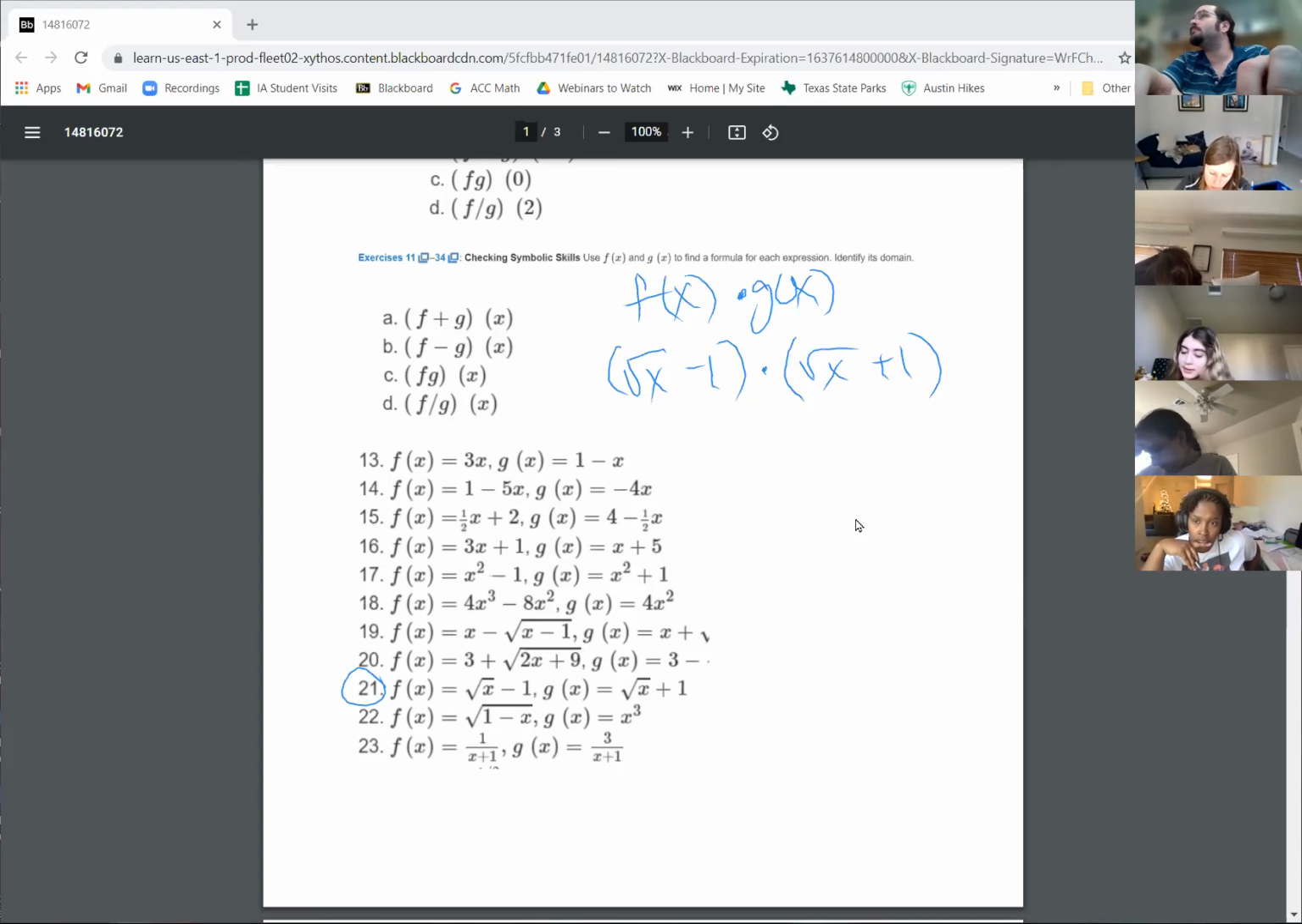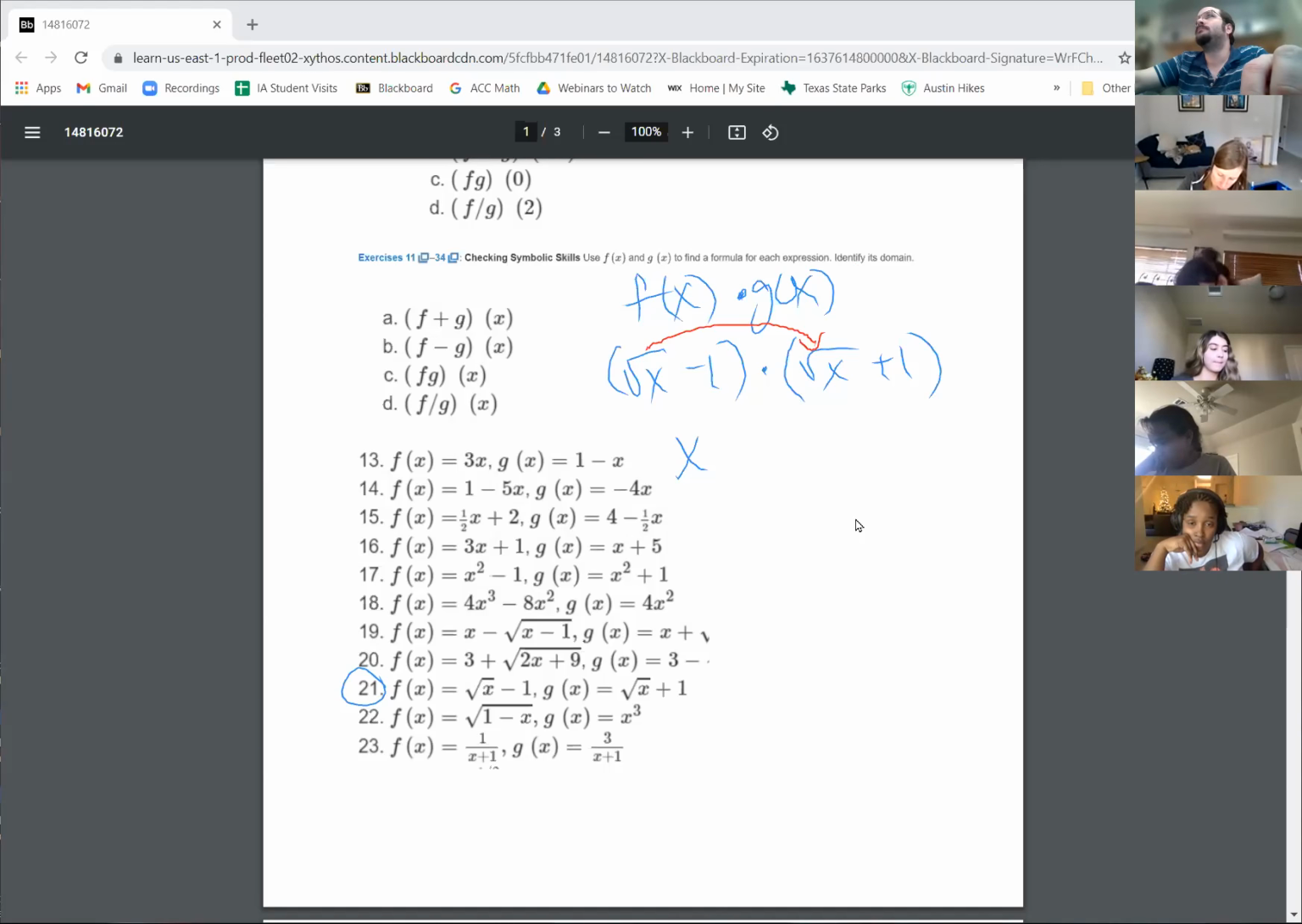Oh, did you? Well, let's do the distribution and see if you got the same thing that we would get. Let's multiply these two first. So what's the square root of x times the square root of x? Would those just cancel out? Yeah, and it just becomes an x, right? Because it would be square root of x squared. So that just becomes an x.